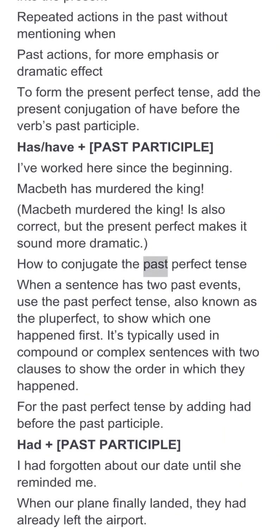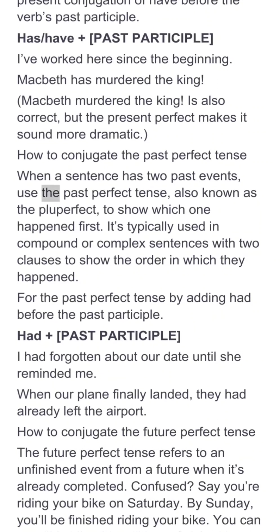How to conjugate the past perfect tense? When a sentence has two past events, use the past perfect tense, also known as the pluperfect, to show which one happened first.